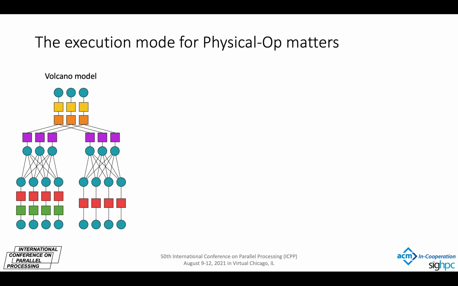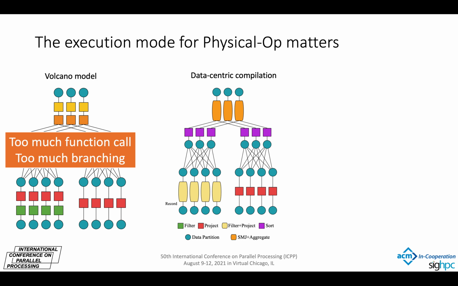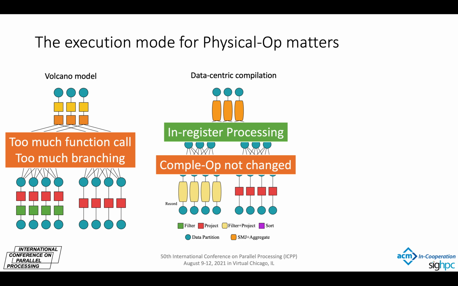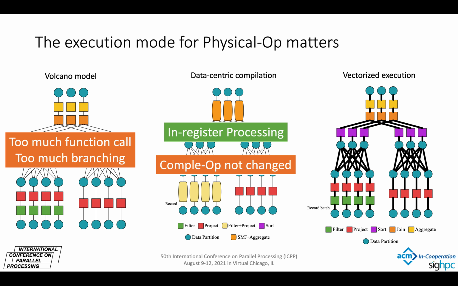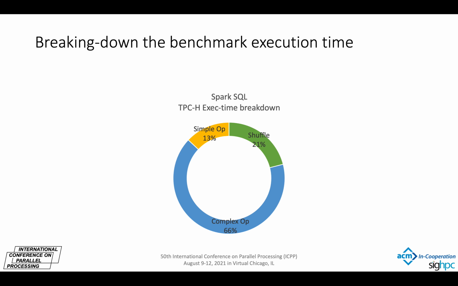First of all, the original vanilla Volcano model is poor for incurring too many function calls and too much branching. And for data-centric compilation, the pipeline operators are compiled up to the nearest pipeline breaker operators, which takes in-register processing in mind. However, it doesn't accelerate or optimize the performance of pipeline breaker operators, so we think it's not ideal for our work. Then we think about vectorized execution, which composes all the operators into vectorized processing logic and keeps in-cache processing in mind.